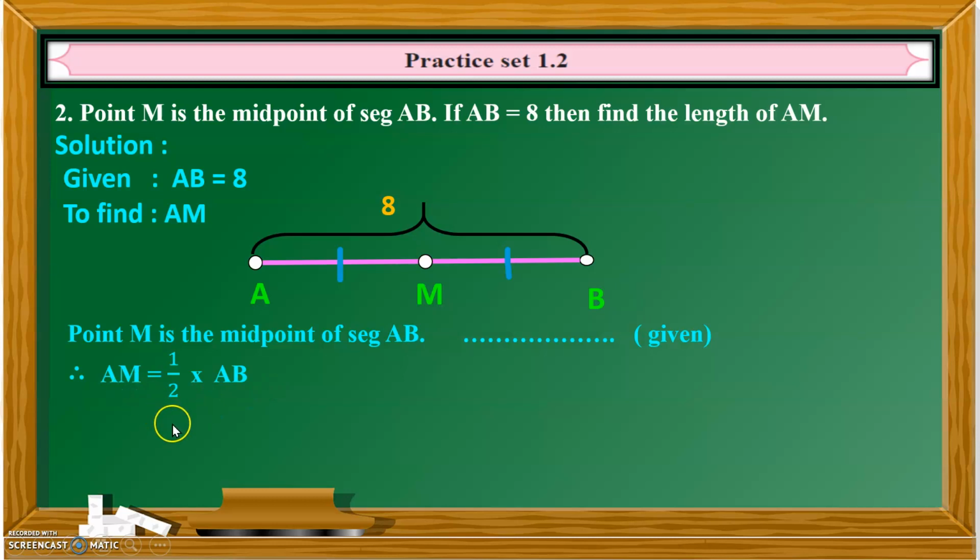Now in this step we are going to substitute. So equal to half into 8. As AB is 8, we have substituted. This 2 and 8 will cancel. 8 will get cancelled by 2 and you will get 4. So therefore AM is equal to 4 units. We go to the next question.